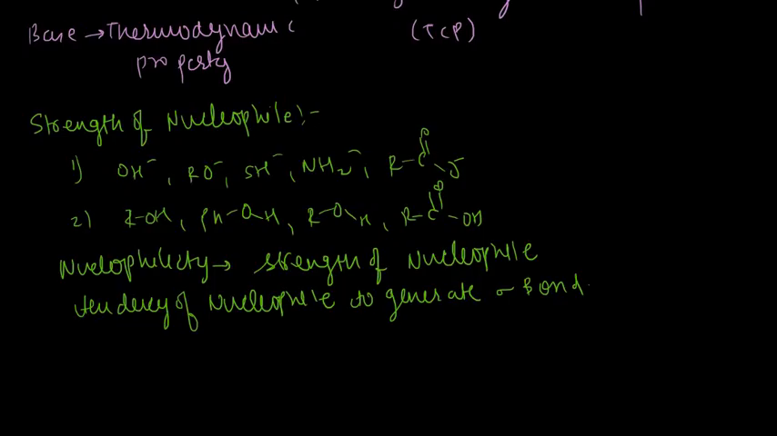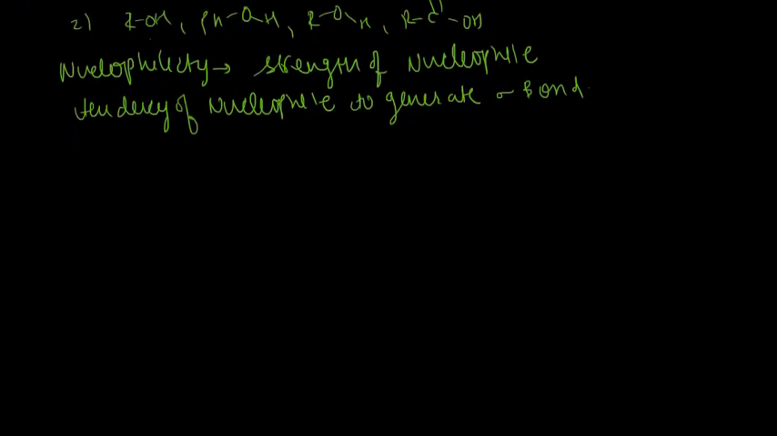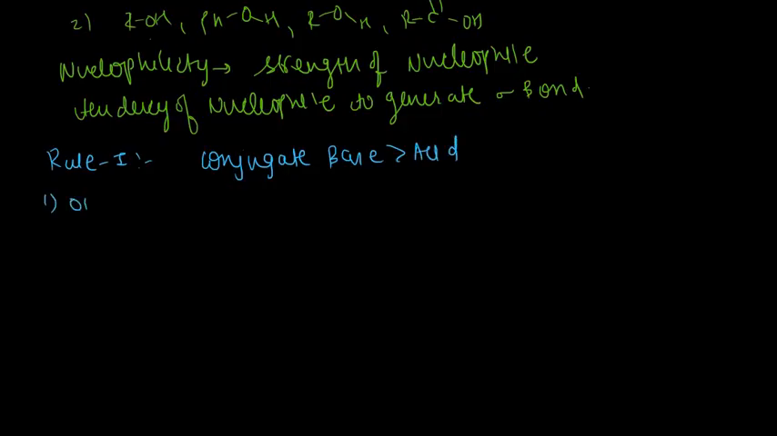Okay, now how do we define which nucleophile has good strength? We have two types of nucleophile, and there are some rules we need to follow. Rule number 1: a conjugate base is always a good nucleophile as compared to its acid. If we compare OH minus and H2O, OH minus is a good nucleophile.